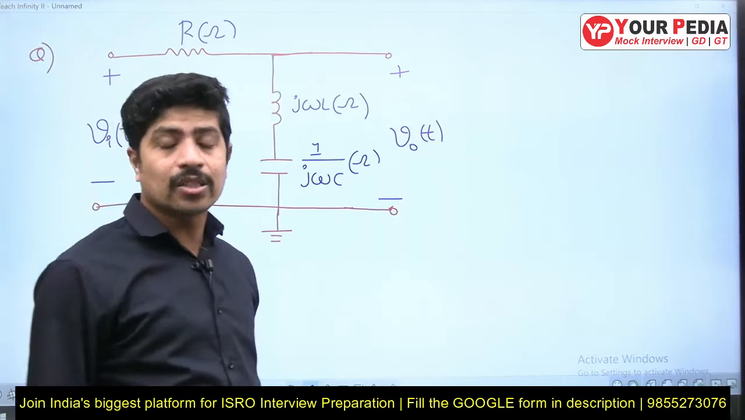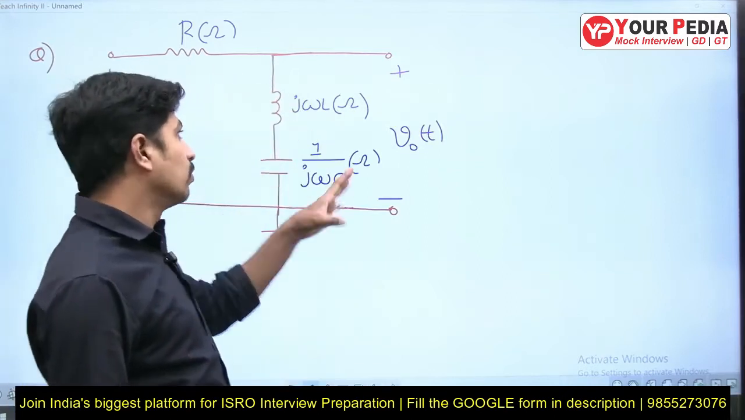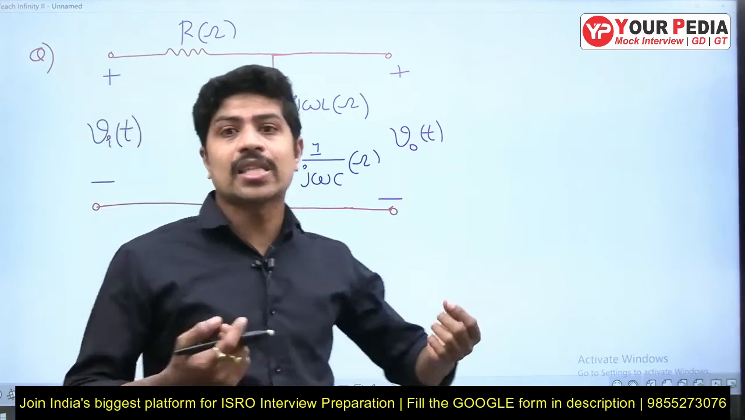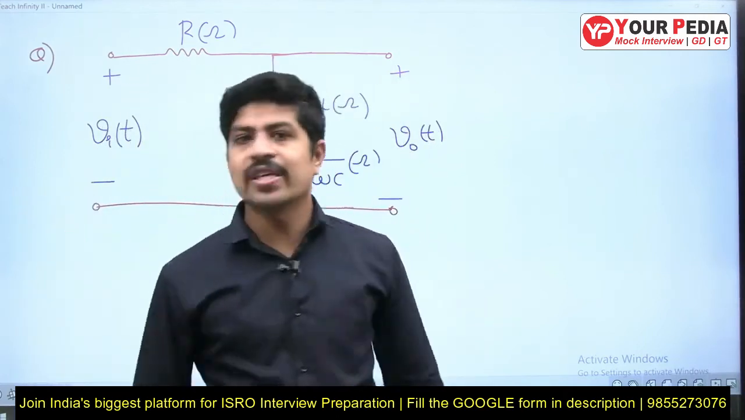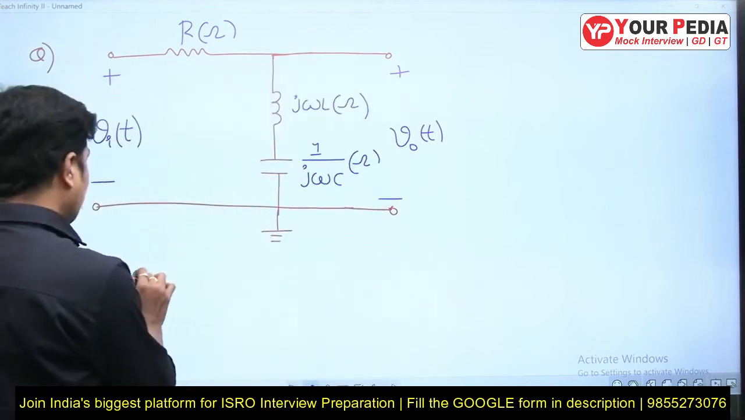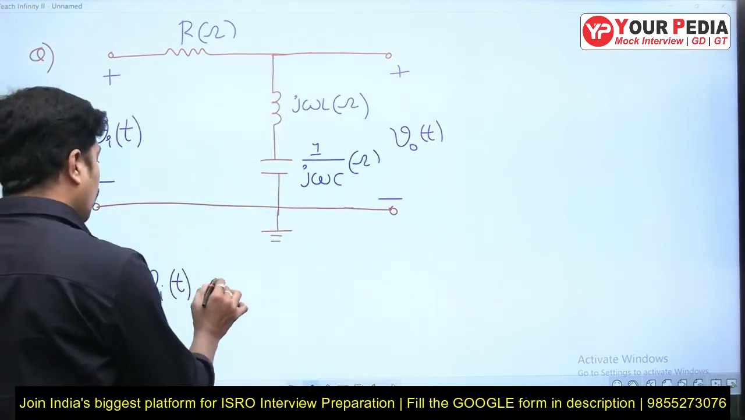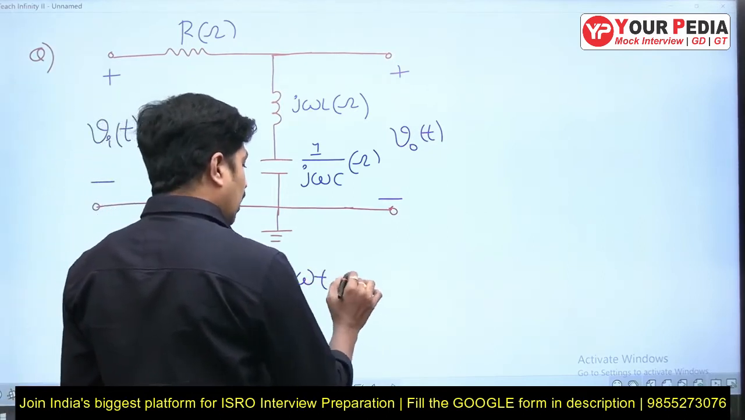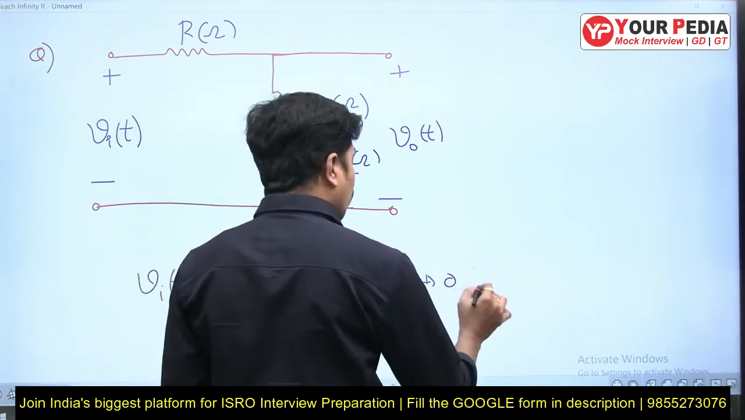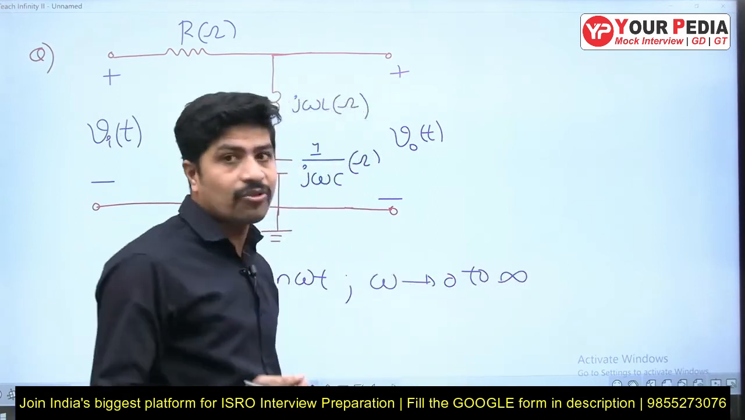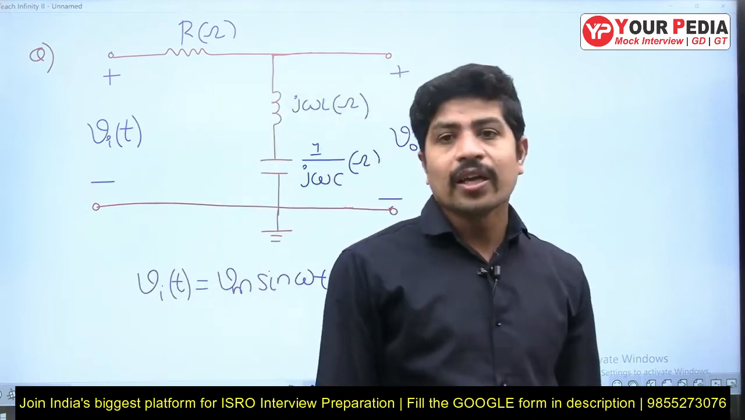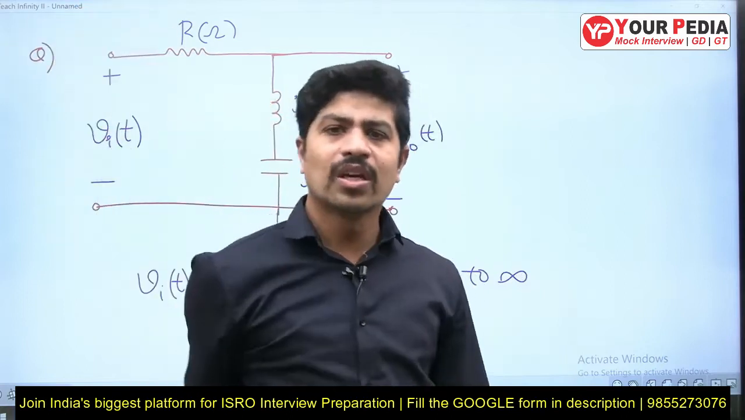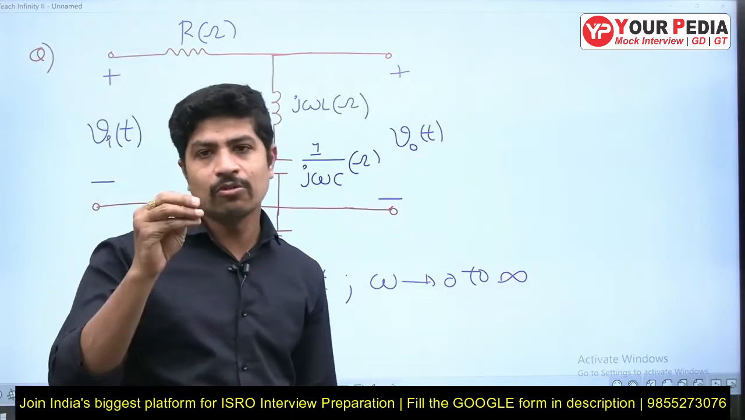So the interviewer asked to select the voltage across these two, meaning VL of t plus VC of t, as the output. If V naught of t is the output and Vi of t is Vm sin omega t, he is saying that omega is varied from 0 to infinity. He is varying frequency from 0 to infinity. If frequency varies, what happens? Resistance will remain the same. R is in terms of ohms, and it is independent of frequency. That value will be fixed.